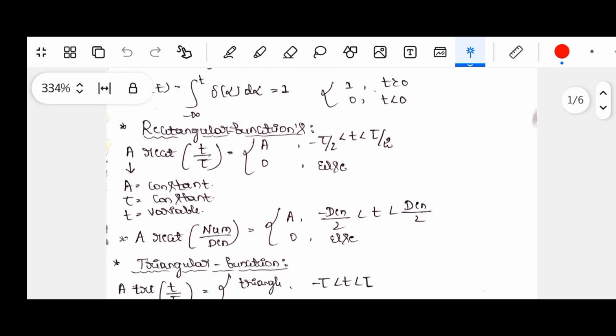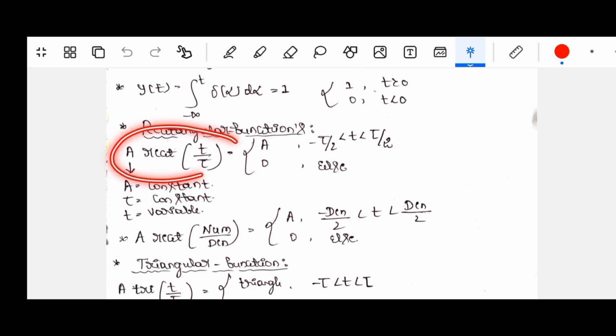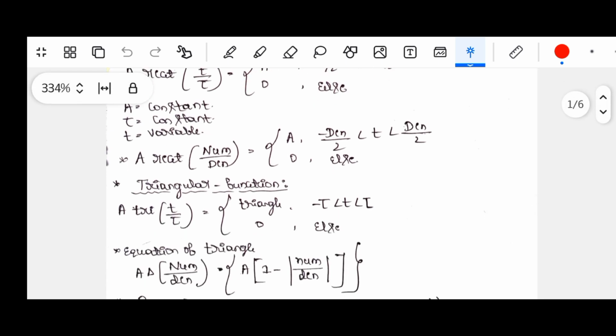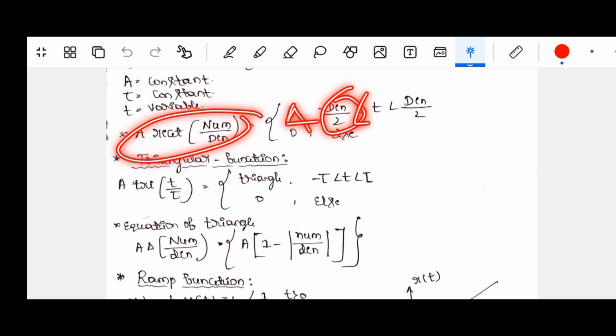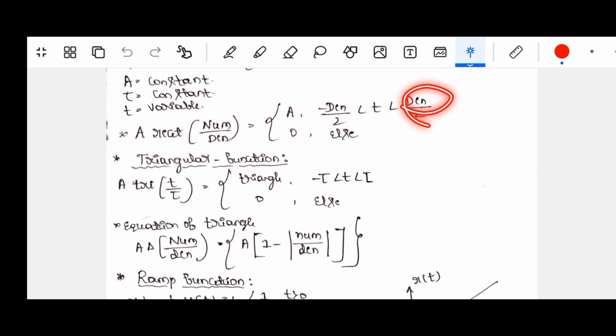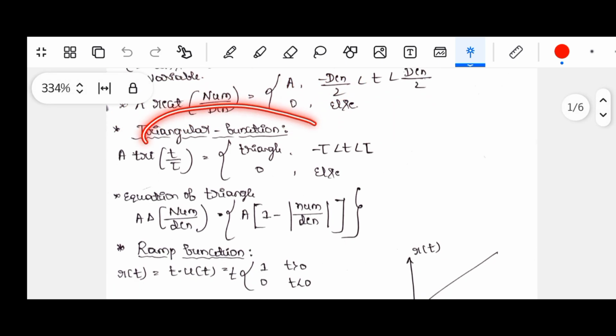Next one is rectangular functions. Let's see the formula of rectangular function. A rect of t by tau, where A is a constant, tau is a constant, and t is the variable. So the formula will be A, for minus tau by 2 less than t less than tau by 2, and 0 else. A rect of numerator by denominator, A will remain the same, for minus denominator by 2 less than t less than plus denominator by 2, and 0 else.